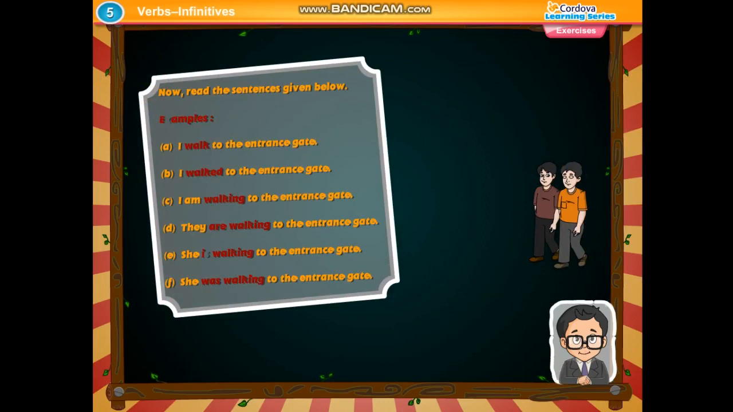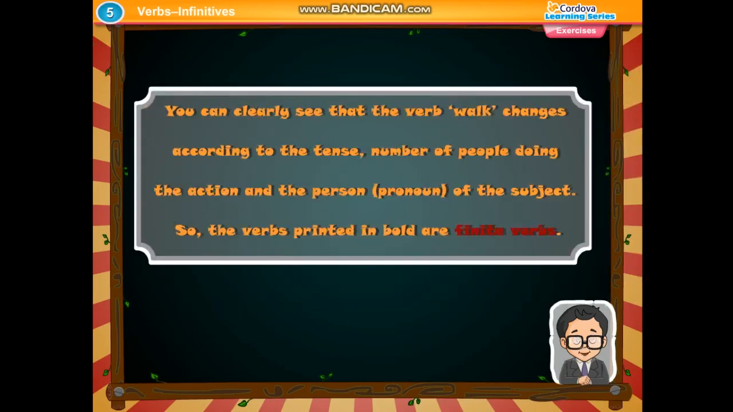I am walking to the entrance gate. They are walking to the entrance gate. She is walking to the entrance gate. She was walking to the entrance gate. You can clearly see that the verb walk changes according to the tense, number of people doing the action and the person, pronoun of the subject.